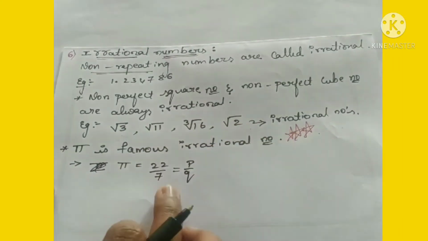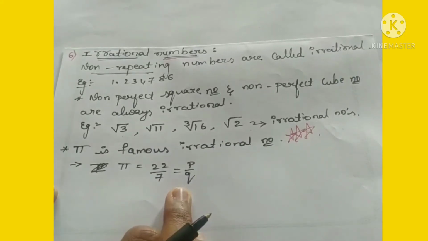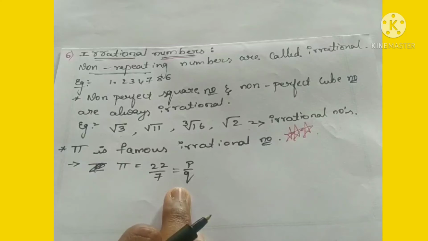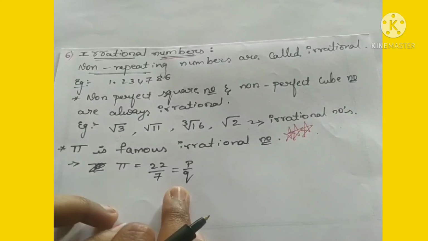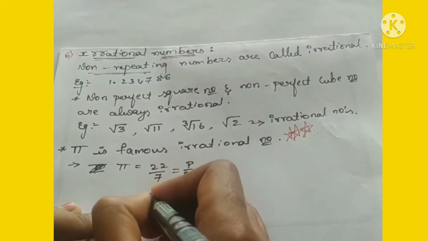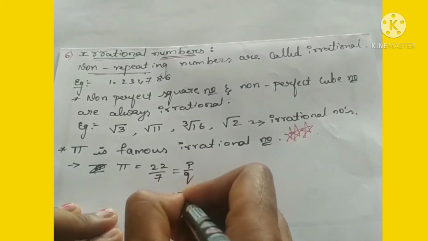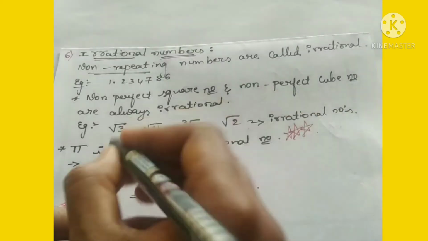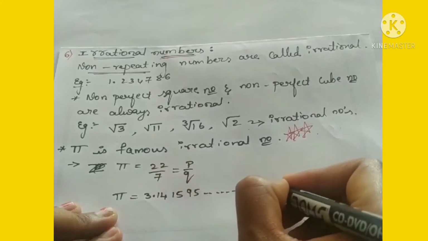This is of the form p by q, where it satisfies the conditions of a rational number, that is p and q are both integers and q is not equal to 0. It satisfies the condition of a rational number but not an irrational number. But we call pi a famous irrational number because when we divide 22 by 7, it gives 3.141595 and the value of pi continues up to infinity.